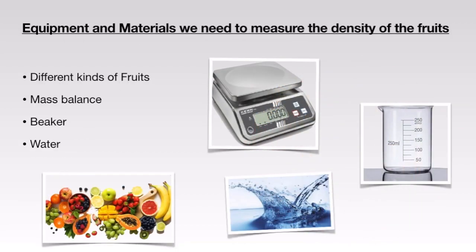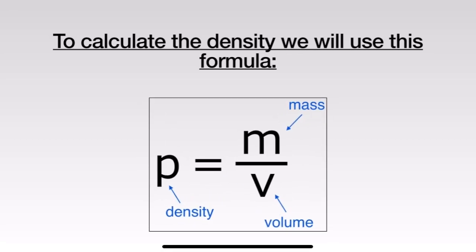Equipment and materials we need to measure the density of the fruits: different kinds of fruits, mass balance, beaker, and water. To calculate the density, we will use this formula. The density is the mass over the volume.